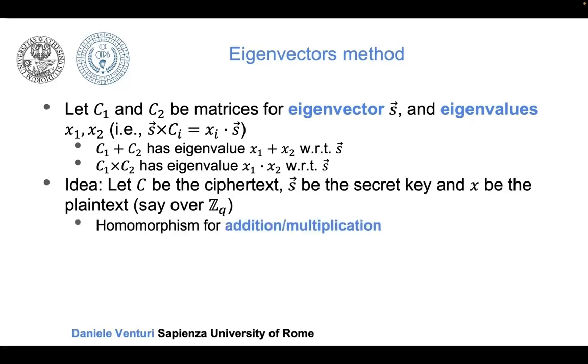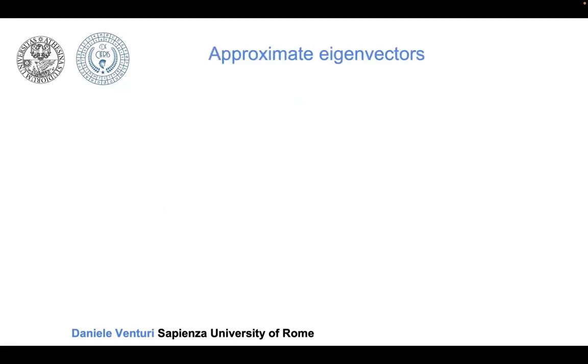However, this is not going to be secure because it's easy to compute eigenvalues and eigenvectors, so it would be easy to compute the plaintext. So how to make it work? Well, add the noise. Instead of S times C equal X times S, add the noise E, which means S times C is approximately equal to X times S plus some small noise.